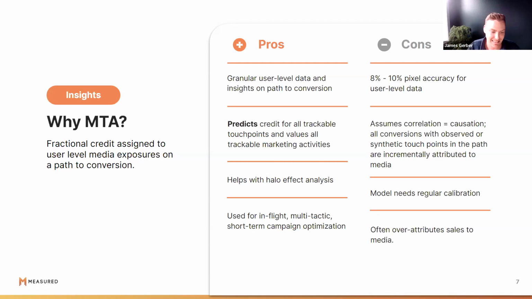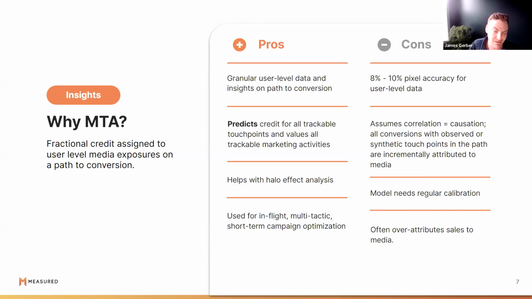Other pros, and I mentioned the halo effect analysis, but it's really great for in-flight short-term campaign optimizations. Why is it good for that? Well, the data is generally updated and generated within a day or two of the event happening. And so it's very quick, usually, to produce results after you get it up and running. So it can be really reactive to changes in your media buy, changes in your on-site conversion rates, et cetera. Generally, it's going to produce credit for all trackable touch points and all trackable marketing activities.